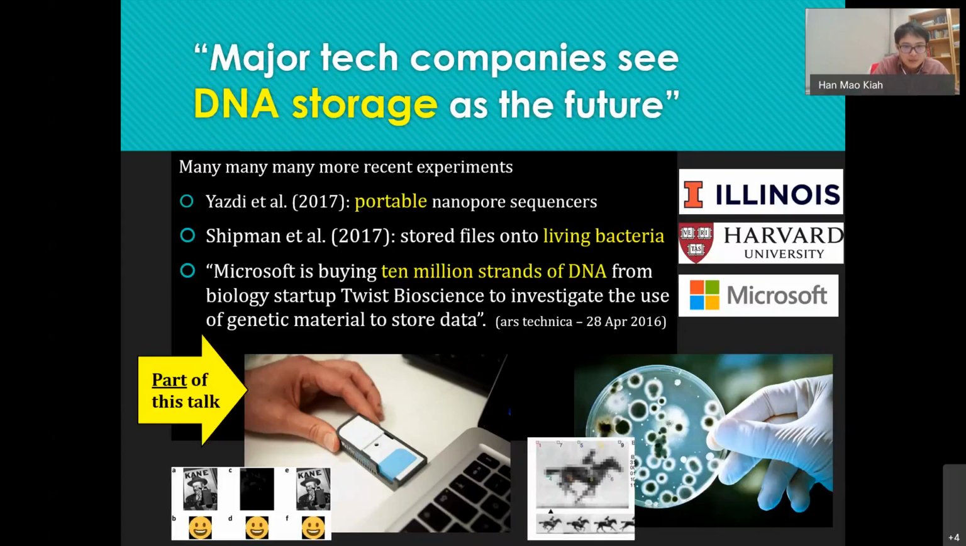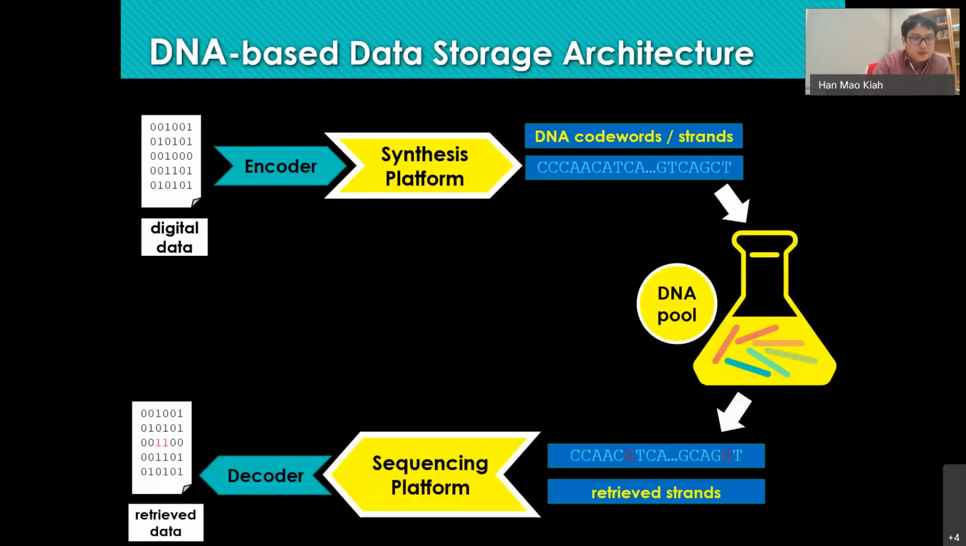We also have big companies like Microsoft who are buying into this idea. In particular, Microsoft bought millions of strands of DNA in, I think, 2016 and conducted their own experiments. So what I'm talking about here is not science fiction. To date, Microsoft holds the record for storing the largest data, which is around 200 megabytes. Okay, let me give you a high-level description of a DNA-based data storage architecture. Basically what we have is a bunch of 0s and 1s, some digital data.